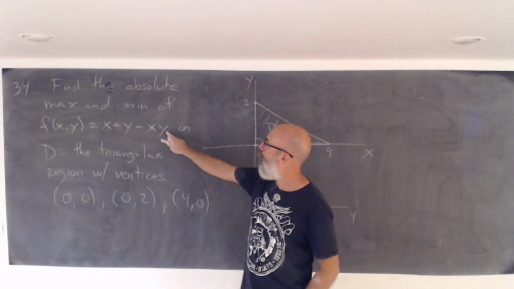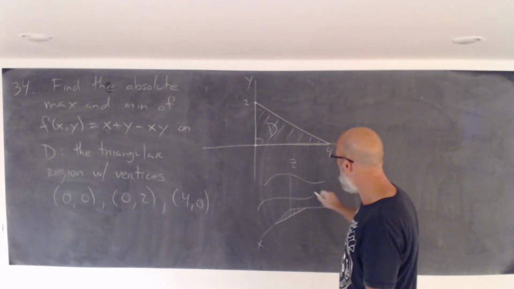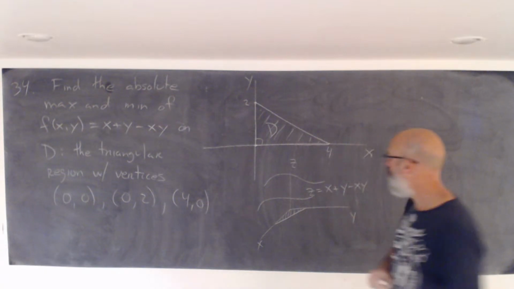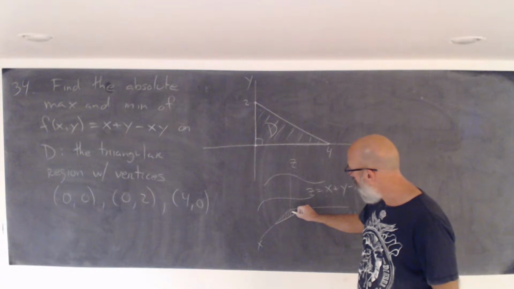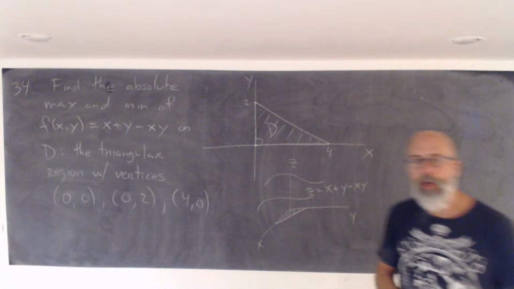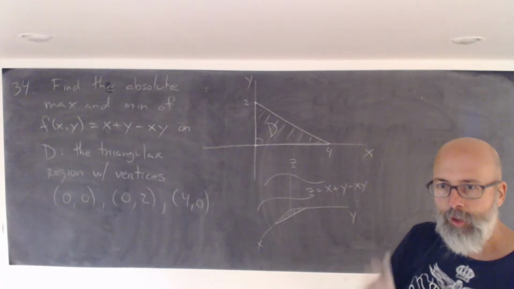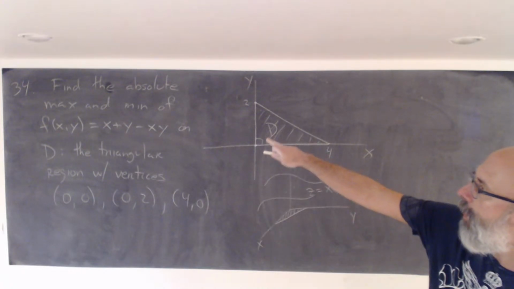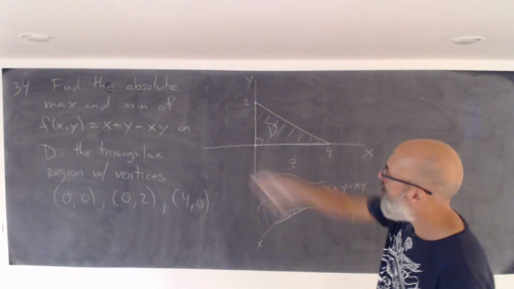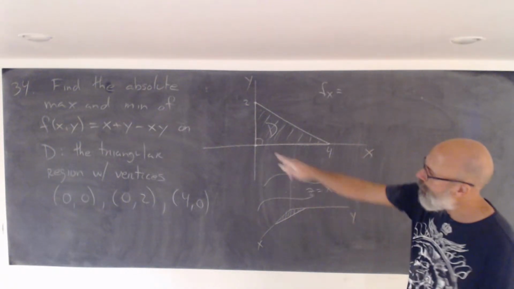And then you have this function hovering above. Right, so for every point in this domain, you have some z value associated to it, and so on and so on. Question is, what is the largest value of z? What is the smallest value of z? Absolute max and absolute min. Let's work out the partial derivatives.